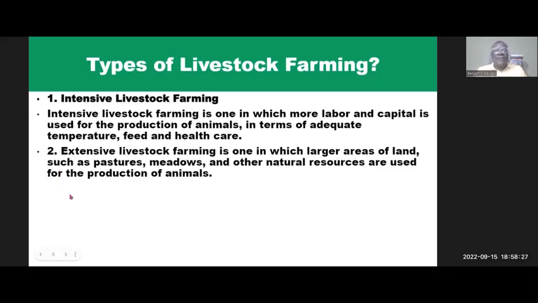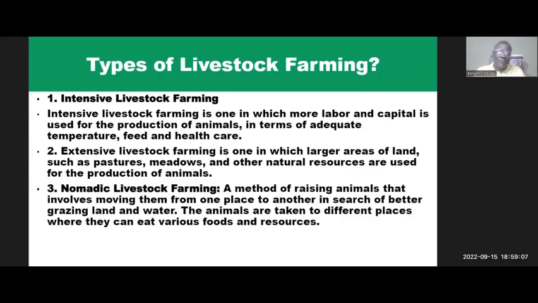Okay? Then the second one is the extensive livestock farming, which is the opposite of intensive. In the case of extensive livestock farming, you are using more land, larger areas of land, pastures, meadows, and other natural resources. You just use more of this for the production of animals. In intensive, you can use the same parcel of land, but then you increase labor and capital, so that's the difference. The next one is nomadic livestock farming.